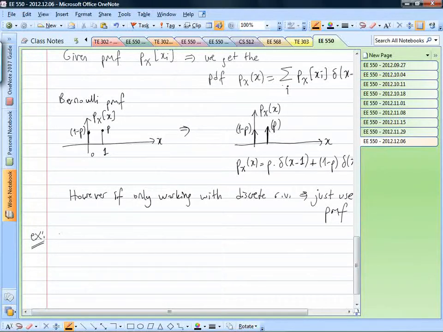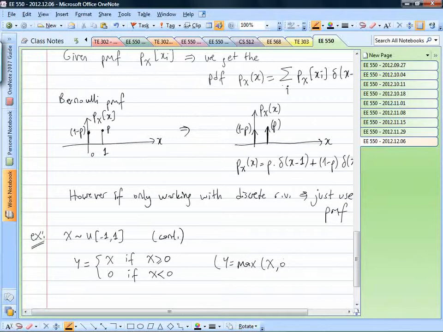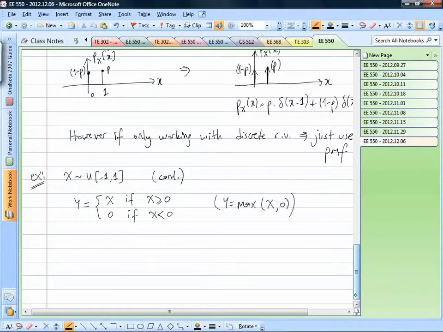Alright, so let's consider a continuous random variable x, which is uniform between -1 and 1. So this is continuous. Now let's consider y, which is equal to x if x is positive, equal to 0 if x is negative. I can also write this as y equals maximum of x comma 0. That's the same thing.